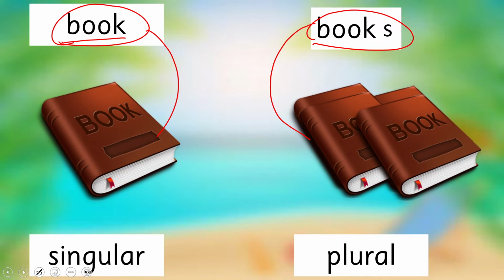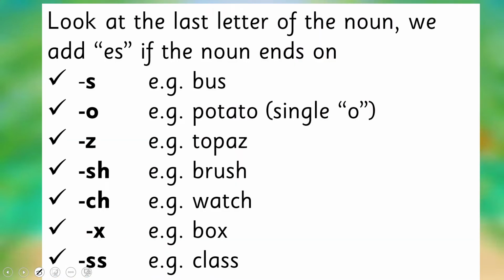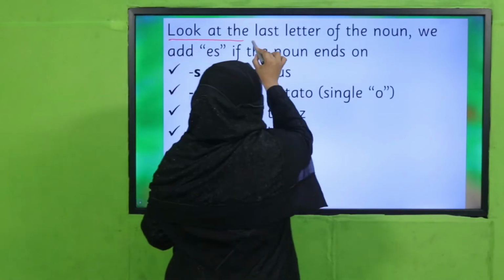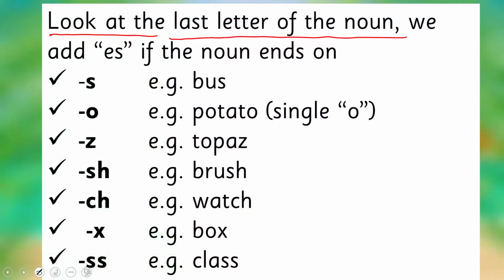Remember? Okay. So the next concept which we already have learned and we are going to revise today is, look at the last letter of noun. If it is S, O, Z, SH, CH, X, or double S. If you find last letter like this, how to make it plural? We add ES. For example, look at this word bus, because S is at the end of noun. To make its plural, what we'll do? We'll add ES and its plural will be buses.